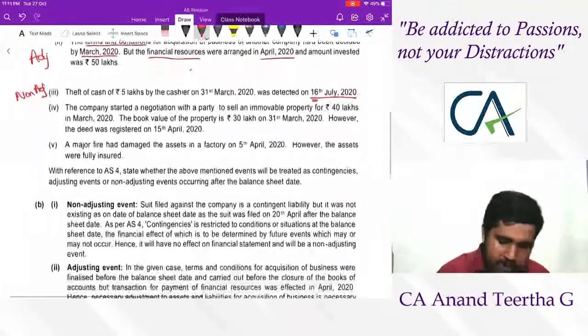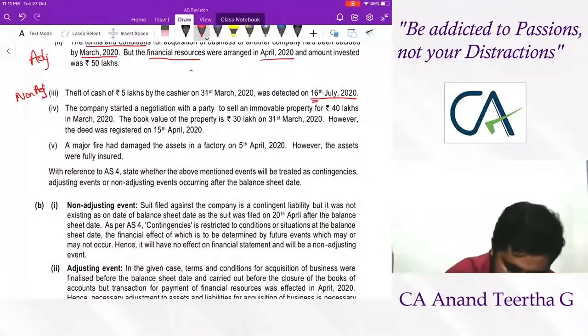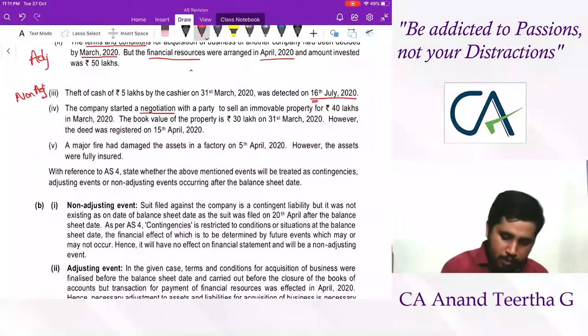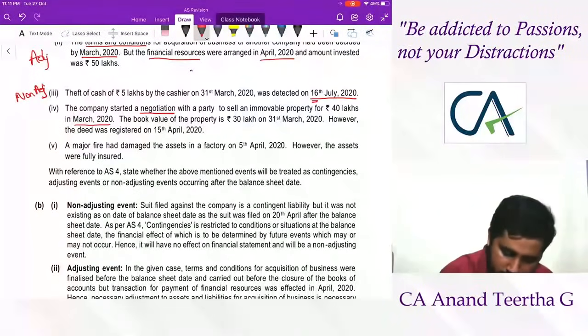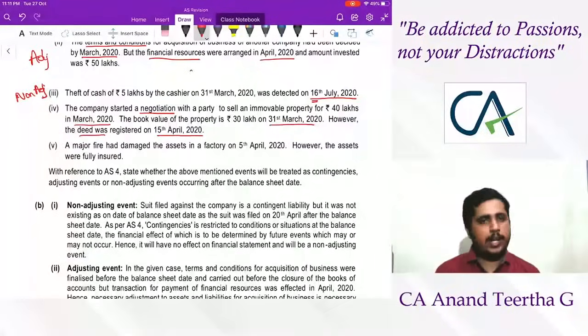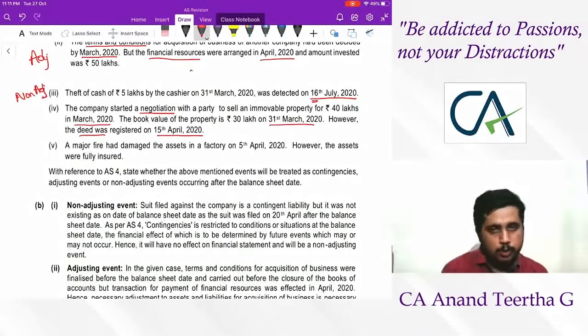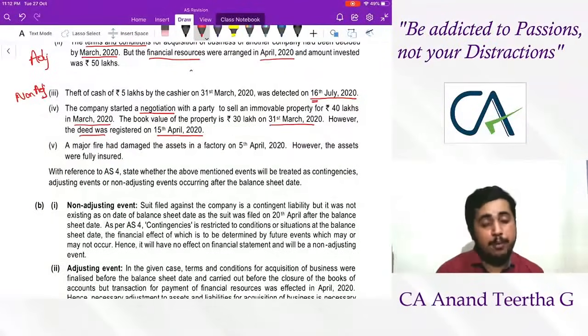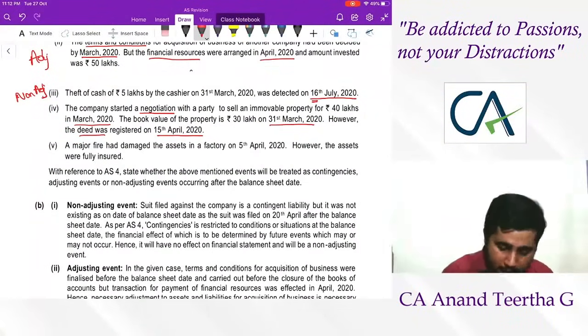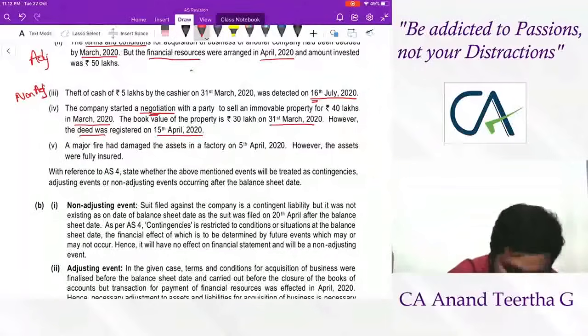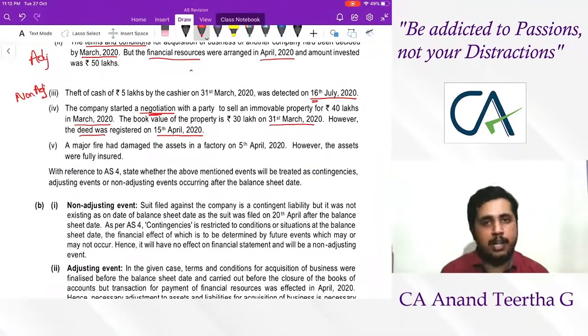Next, the company started a negotiation with a party to sell an immovable property of 40 lakh in March. The book value of the property is 30 lakh on 31st March. However, the deed was registered on 15th April 2020. So what's happening? Negotiation is happening in the month of March. Then execution of the deed happened in the month of April. Now the important thing is they have used the word negotiation. They did not use the word agreement.